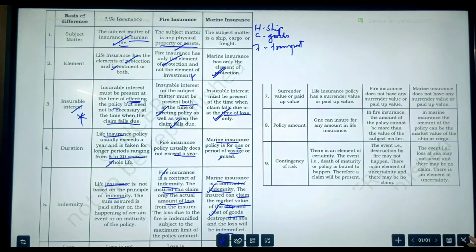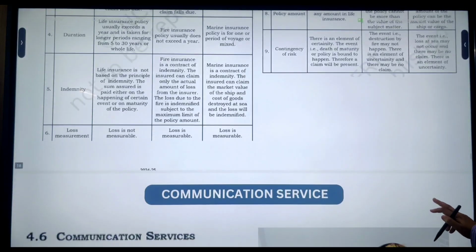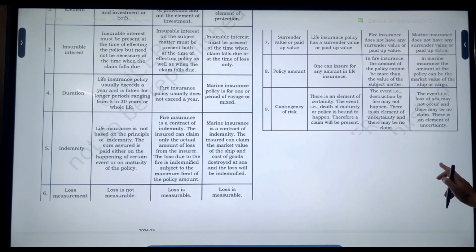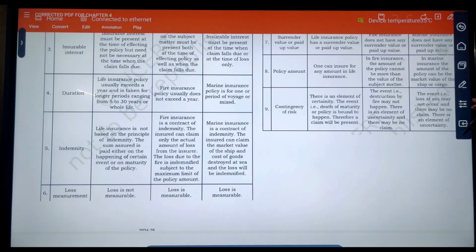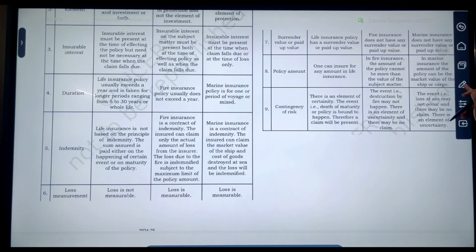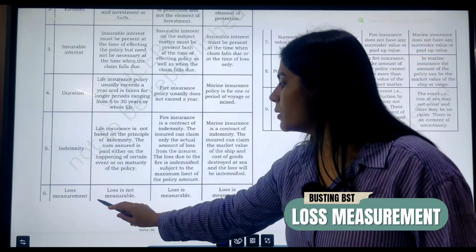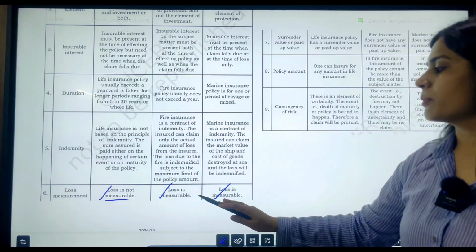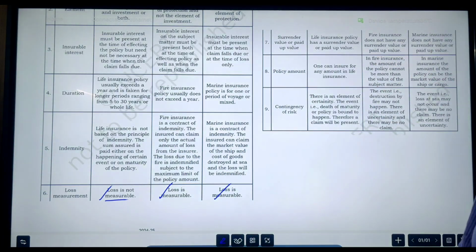Now, the next point, in case of loss: the loss is not measurable in life insurance, and that is why the principle of indemnity is not followed, because loss is immeasurable. Here in both the other cases, loss is measurable, whether it is fire insurance or marine insurance.